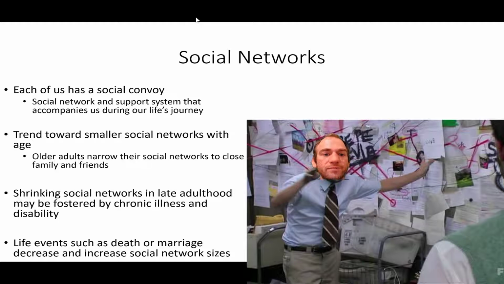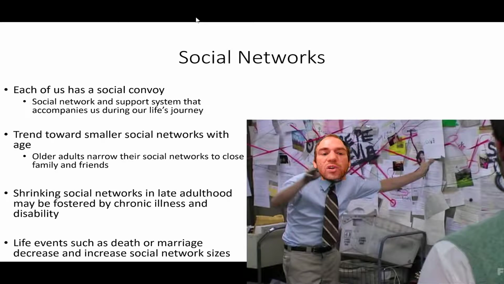Finally, adulthood. Social networks. Each of us has a social convoy, a social network and support system that accompanies us during our life's journey. There is a trend toward smaller social networks with age. Older adults narrow those social networks to close family and friends. Shrinking social networks in late adulthood may be fostered by chronic illness and disability. Life events such as death or marriage increase social network sizes.